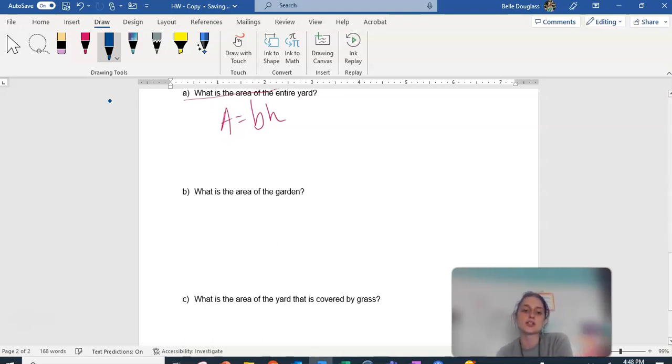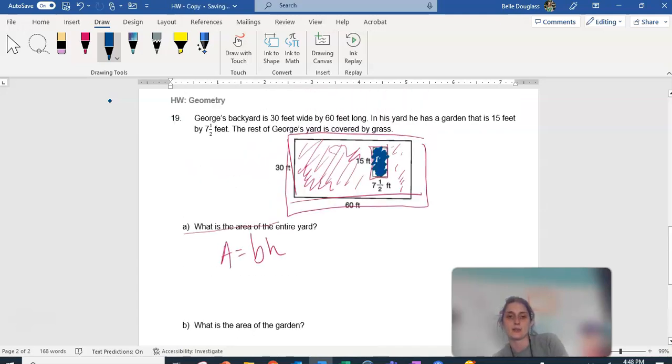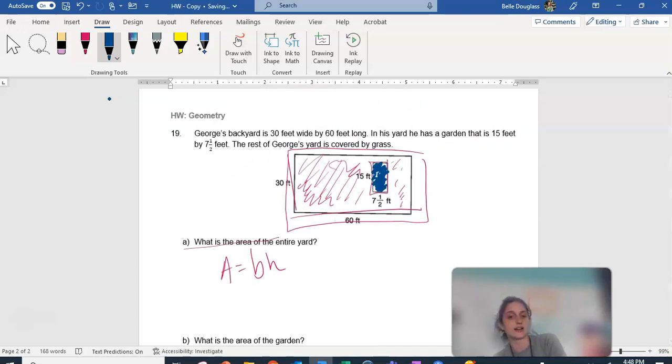Finally, the question is, what's the area of the yard that's covered by grass? By my hot pink grass here. It's not the entire area of the yard. It's not the area of the garden. It's what's left over after you took out the grass to build your garden. Took out means subtract. So you are going to take your total area from A, your area of the garden from B, subtract them, and that's going to give you the area that's only covered by grass and not by your garden.